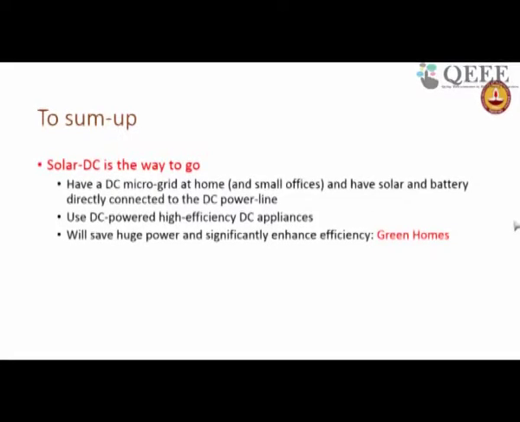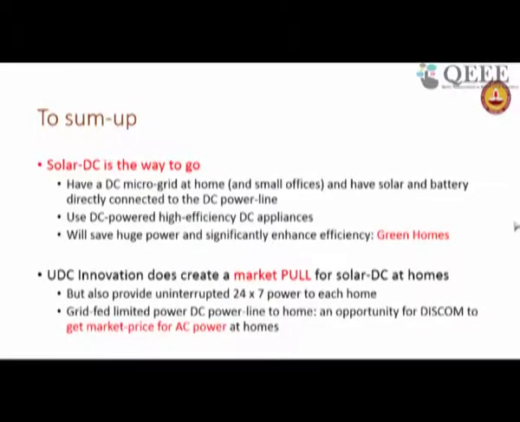Solar DC is the way to go. Have a DC microgrid at home and small offices, and have solar and battery directly connected to the DC power line. If there is no load shedding, that's fine also. You get the advantage anyway, but with load shedding the advantage is more. Use DC powered, highly energy efficient DC appliances, and gradually become a DC green home. Add solar, save hugely, and the UDC innovation creates a market pull.